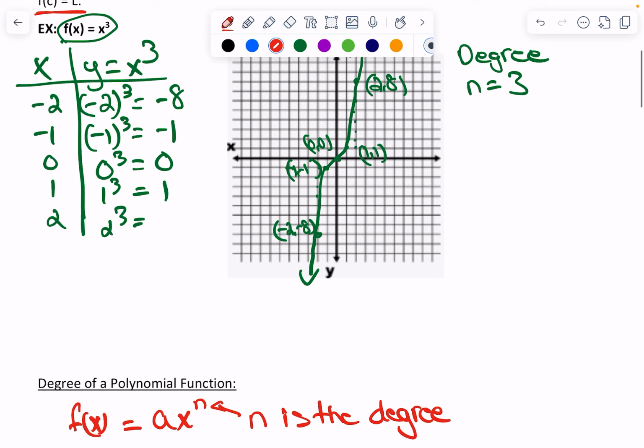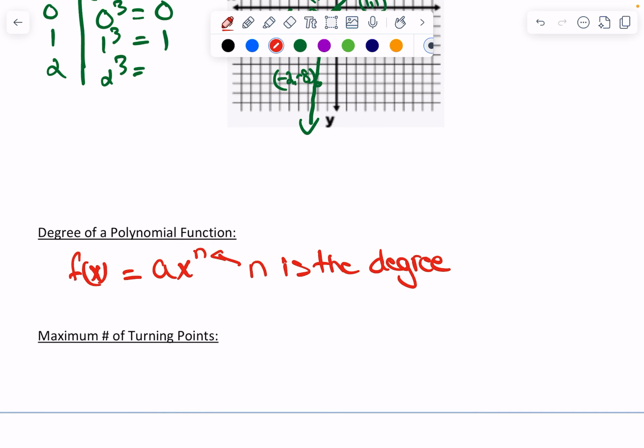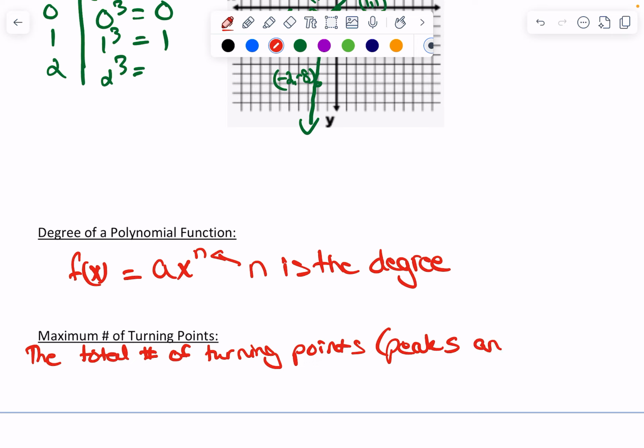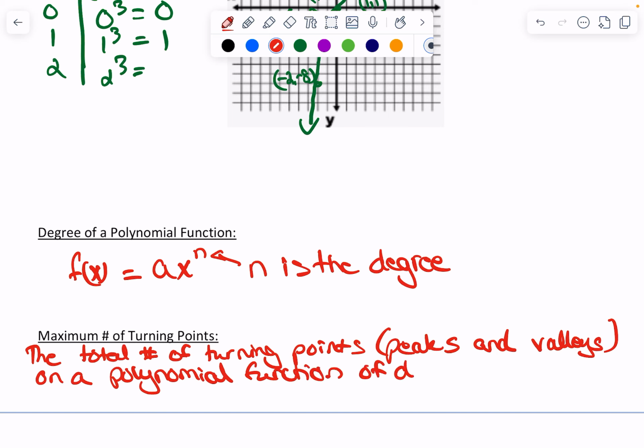Next, we're going to look at maximum number of turning points. So the total number of turning points, sometimes you hear or see the word peaks and valleys, on a polynomial function of degree n is at most, notice the word at most, n minus 1.